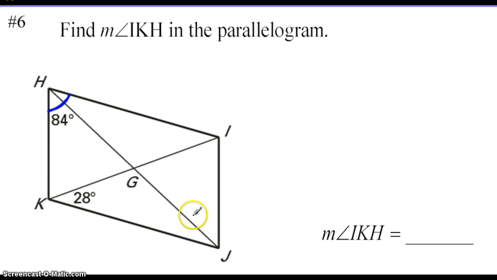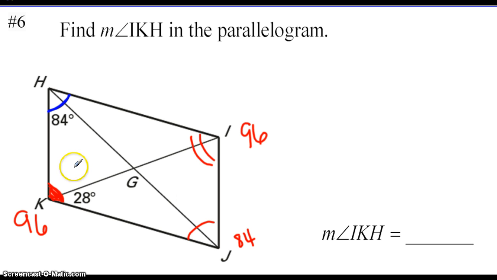First thing I would do is, if that's 84, I know this whole angle is 84. And then, because the angles like this would also be supplementary, it's 180 minus 84, which is 96. And this whole angle is 96. So if this whole angle is 96, and this little piece is 28, 96 minus 28 is 68. So I, K, H, which is right here, is 68 degrees. So that is our properties of parallelograms.